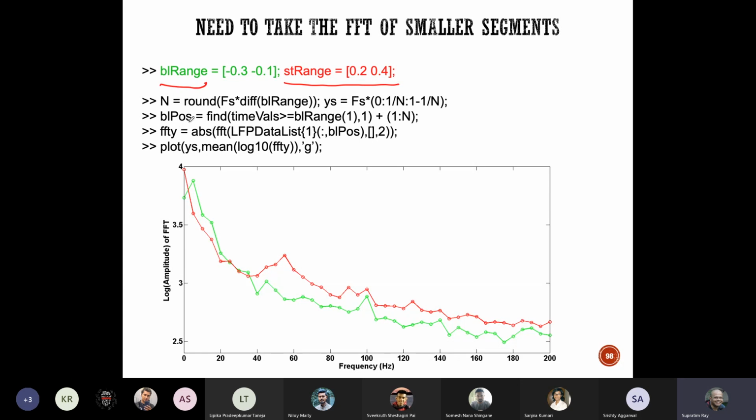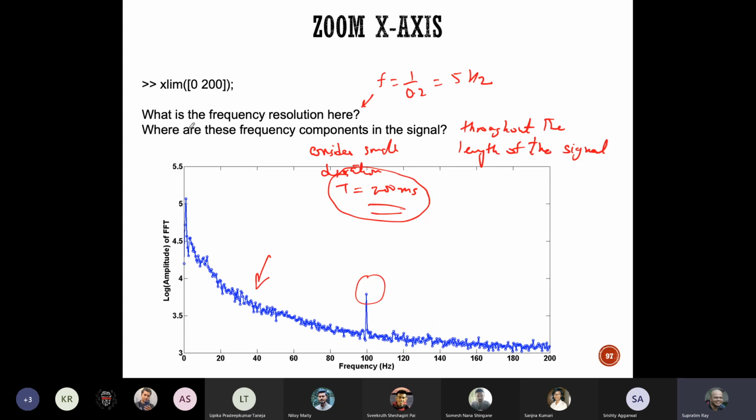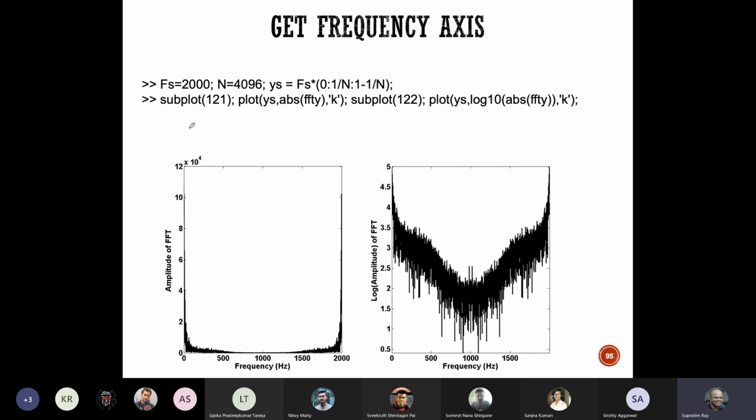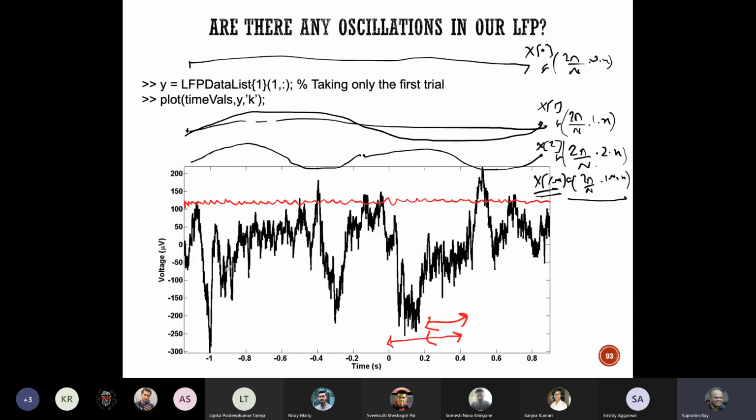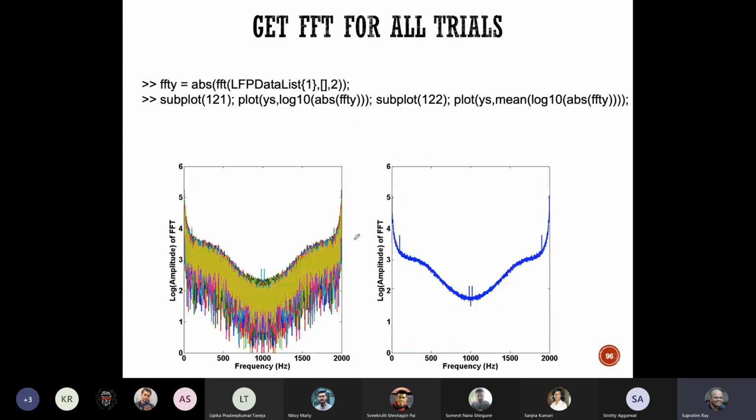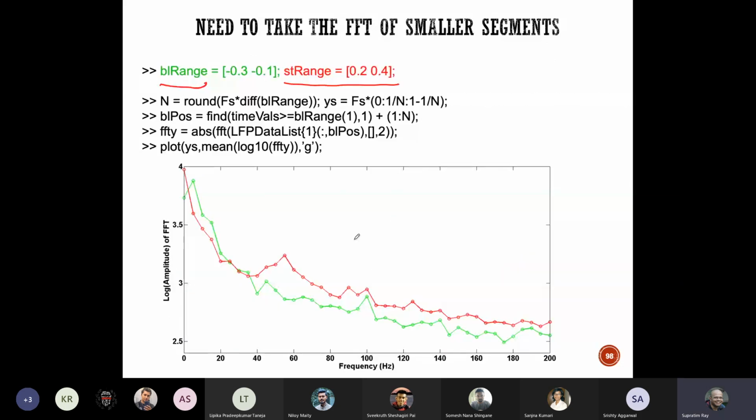Now this is the formula, which finds out which time values correspond to these positions. So it's just going to find these positions between minus 0.3 and minus 0.1, and then you are computing the FFT of only those points. And when you plot that, you get this green trace.